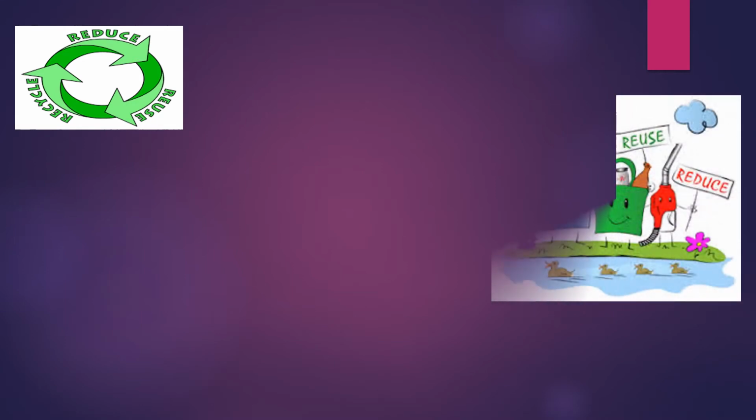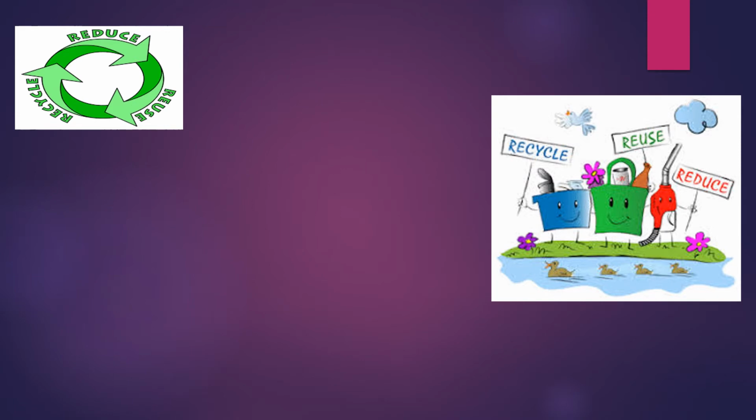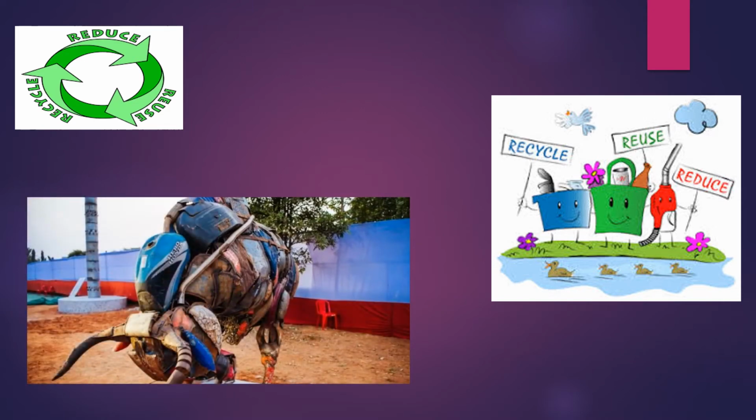Children, have you ever wondered what a scrap dealer does after collecting the waste from our houses? Think, children. Yes, he separates the waste into different categories and then takes it to different places to make different things using them. Children, we also have many museums in the world which use waste to make models. One such museum is in Odisha, which was established in 2004.